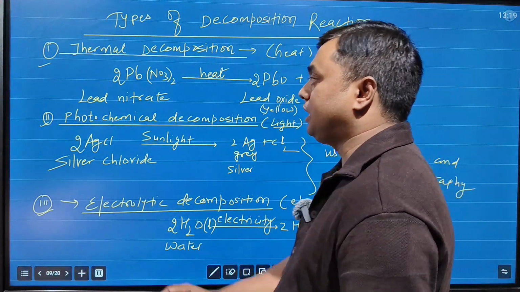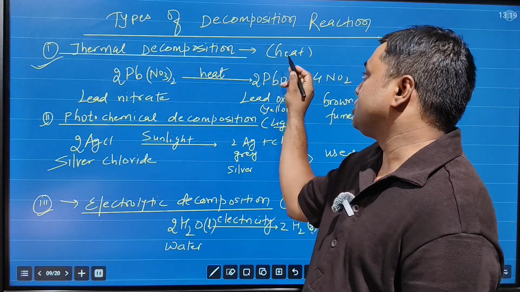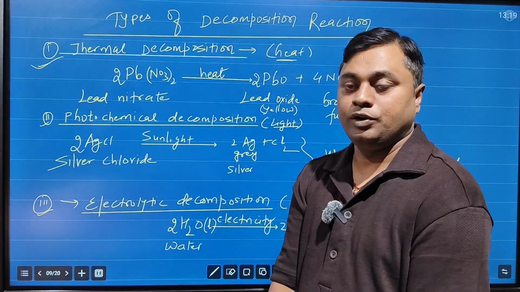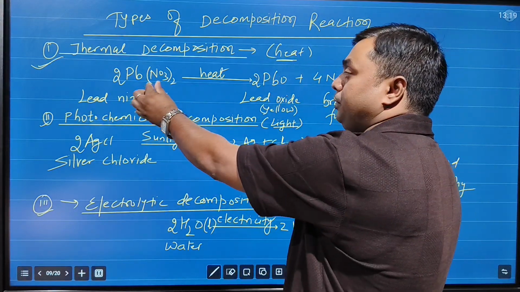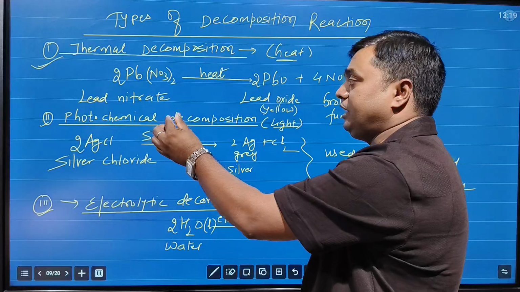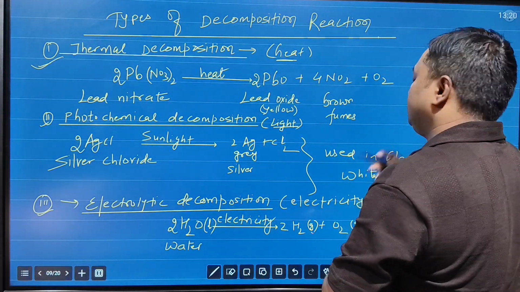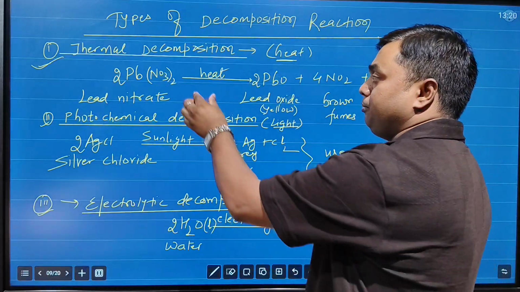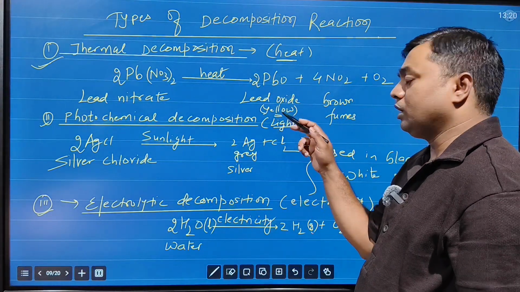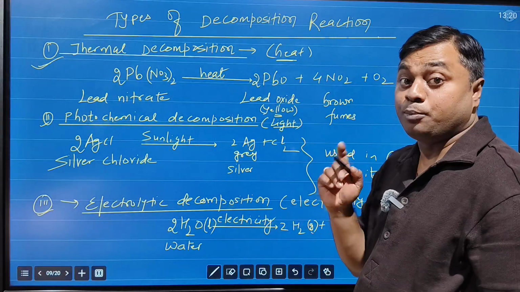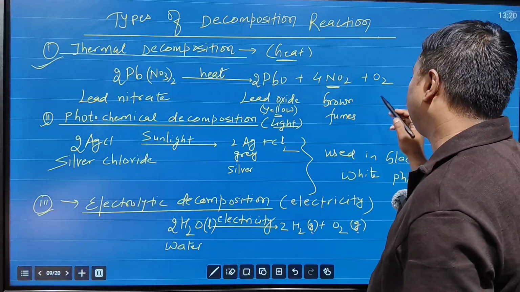Now, types of decomposition, as I told you. Thermal decomposition is the type of decomposition which takes place with the help of heat. For example, decomposition of lead nitrate. Whenever lead nitrate, Pb(NO3)2, is heated strongly, it will give you what? 2PbO plus 4NO2 plus O2. This is a very important reaction. Lead oxide, a yellow color residue, you will get, along with brown fumes of nitrogen dioxide, along with oxygen.